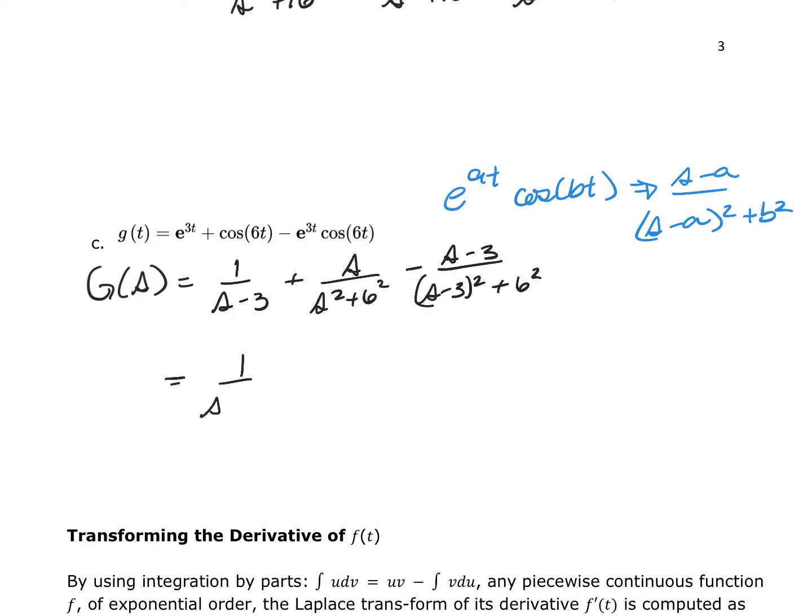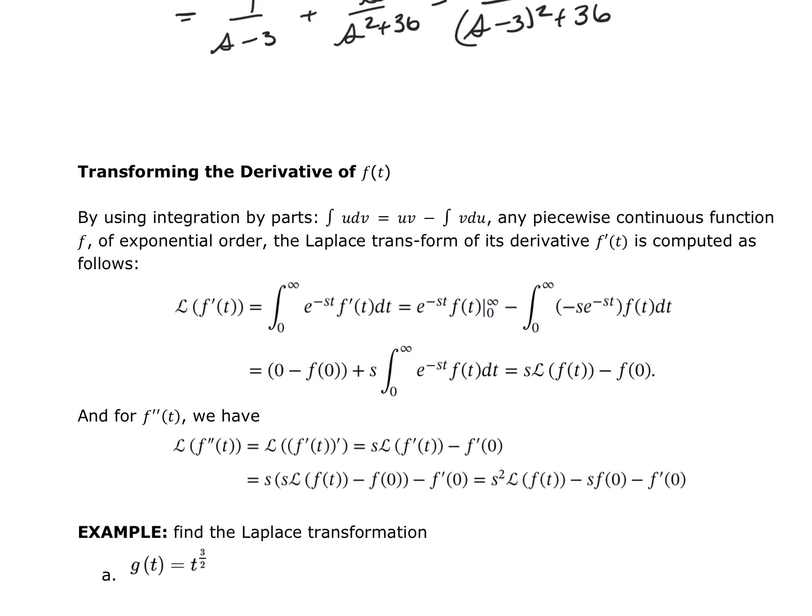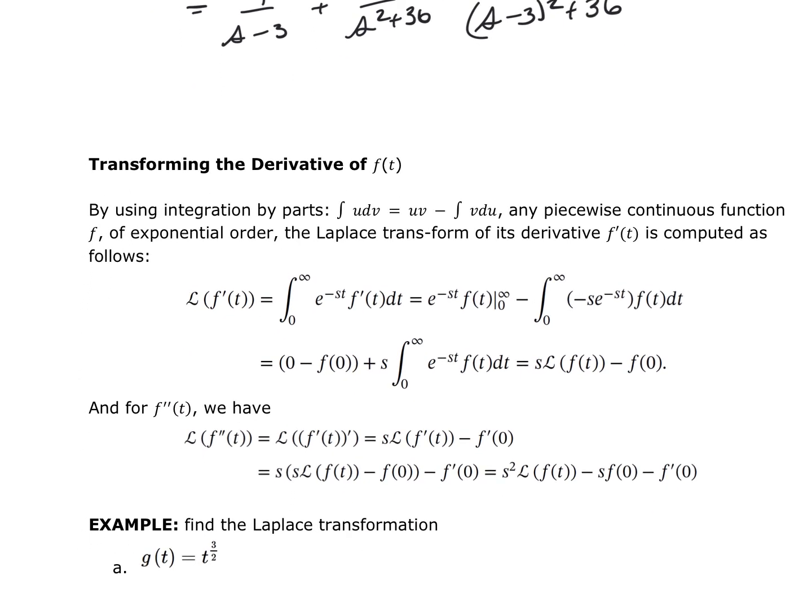This is going to be 1 over s minus 3, plus s over s squared plus 36, minus s minus 3 over the quantity s minus 3 squared plus 36. I'm disinclined to multiply stuff through in the denominator and combine it, so I'm probably going to leave it just like that. You know me, I'm not a fan of multiplying stuff in the denominator, so I hope that it shakes out, but sometimes it doesn't.